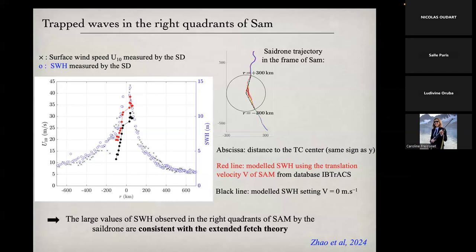That means that the large values of significant wave height which have been observed in the right quadrants of Hurricane Sam are consistent with the extended fetch theory I presented a few slides ago. This work on waves in Hurricane Sam has been done with Xiao Zhao, who was a PhD student at LATMOS. He has just gone back to China now.